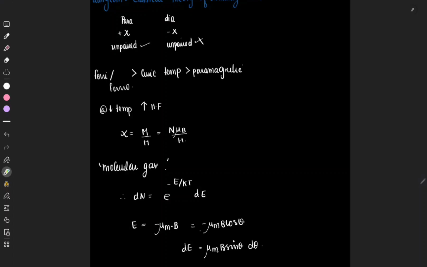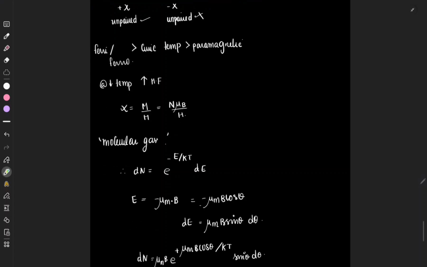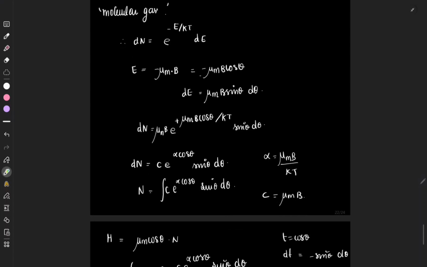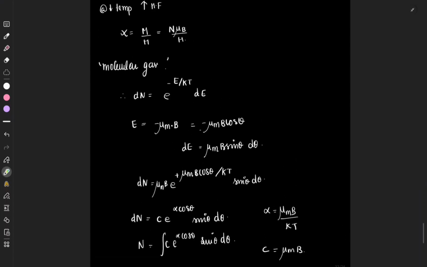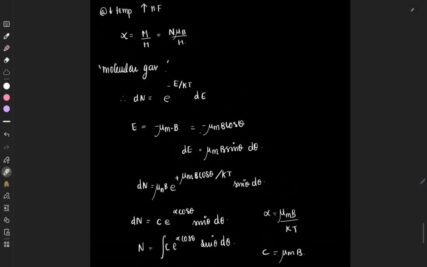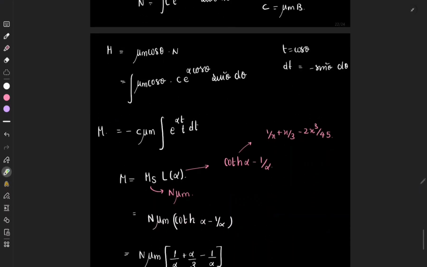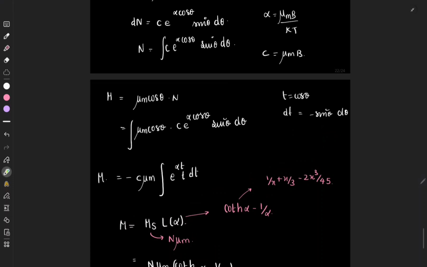Here we consider a molecular gas, so we can use the Maxwell-Boltzmann distribution, where dn is equal to e raised to minus E by kT dE, and E is nothing but nu 0 m B dot B. You just have to substitute it, and you will get the equation for n. Then you substitute it back here for m equal to n nu, and you get it in this form. We take alpha to be nu 0 m by kT.